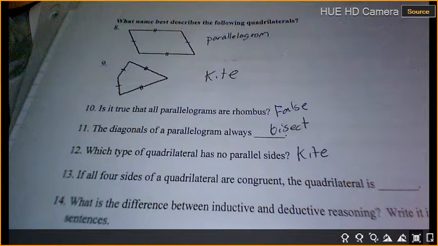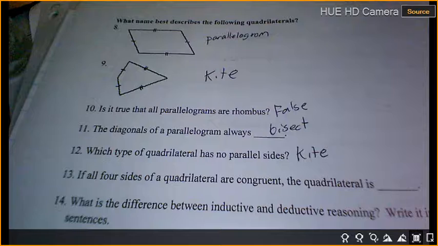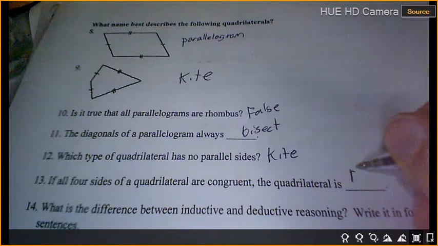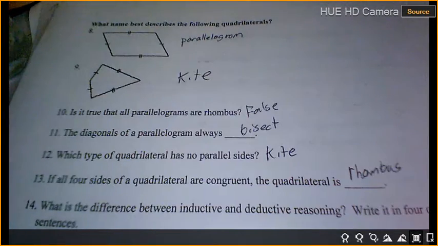Okay? If all four sides of a quadrilateral are congruent, the quadrilateral is... the only thing I know about it is that it has four congruent sides. So a rhombus and a square both have congruent sides, but what also has to be true to make it a square? I have to have four right angles. So if I have four congruent sides and that's all I'm given, I definitely know it's a rhombus, but it is inconclusive that it's a square. Does that make sense? Because I would have to know also that it has four congruent angles.